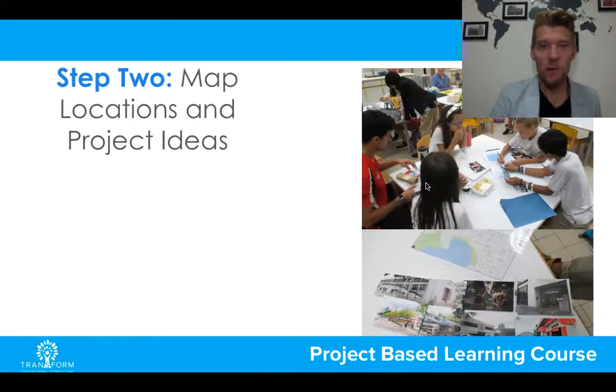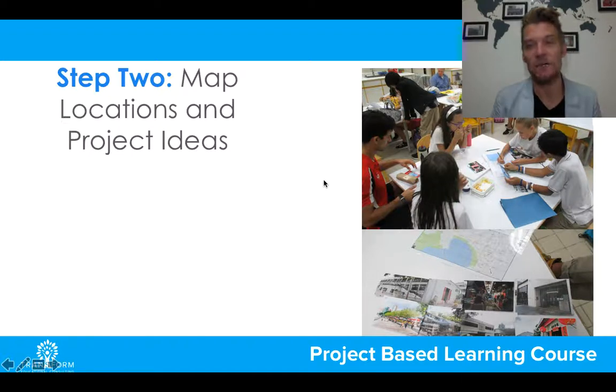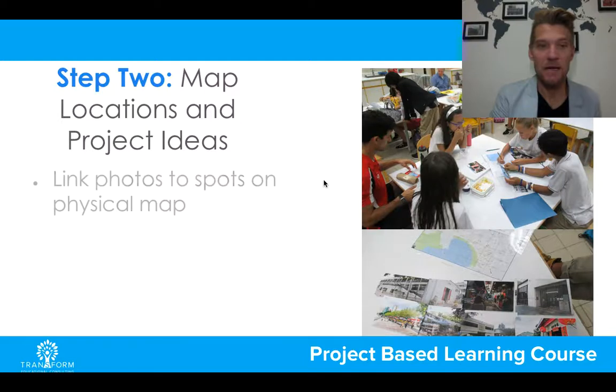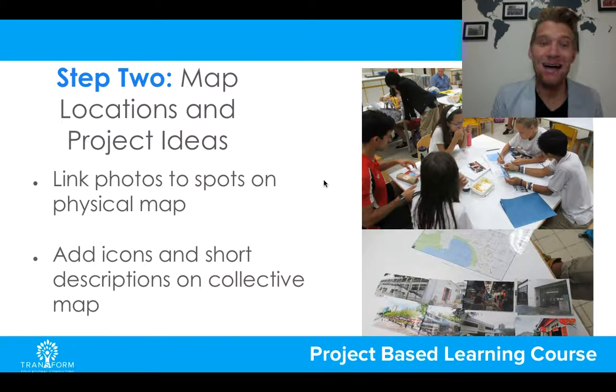Now, once you've done that, you want to take some photos and some pictures, and then you kind of want to map those things out. So this shows here the students who are mapping out those possible ideas and those possible links. You can see here all those pictures coming together, and they're linking those to an actual map here of the Stanley region, which is where our school is located. So they'll link photos to spots on the physical map. They'll add icons and a short description on the collective map.